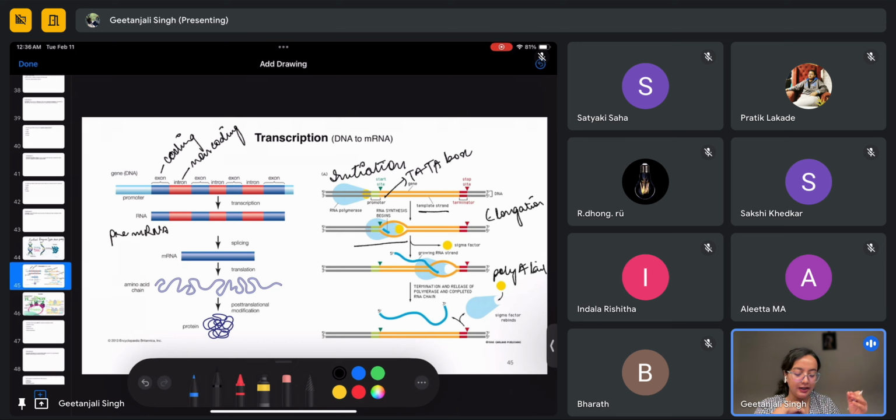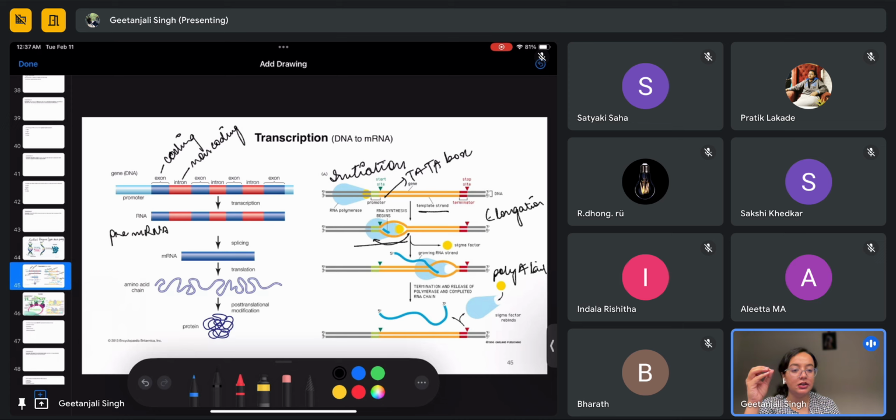It goes from the 5' direction to the 3' direction, and it keeps on coding in this direction as well. That's called elongation. After elongation, once it reaches the terminator, it binds there, and that's where it gets terminated. The single strand of RNA comes out.